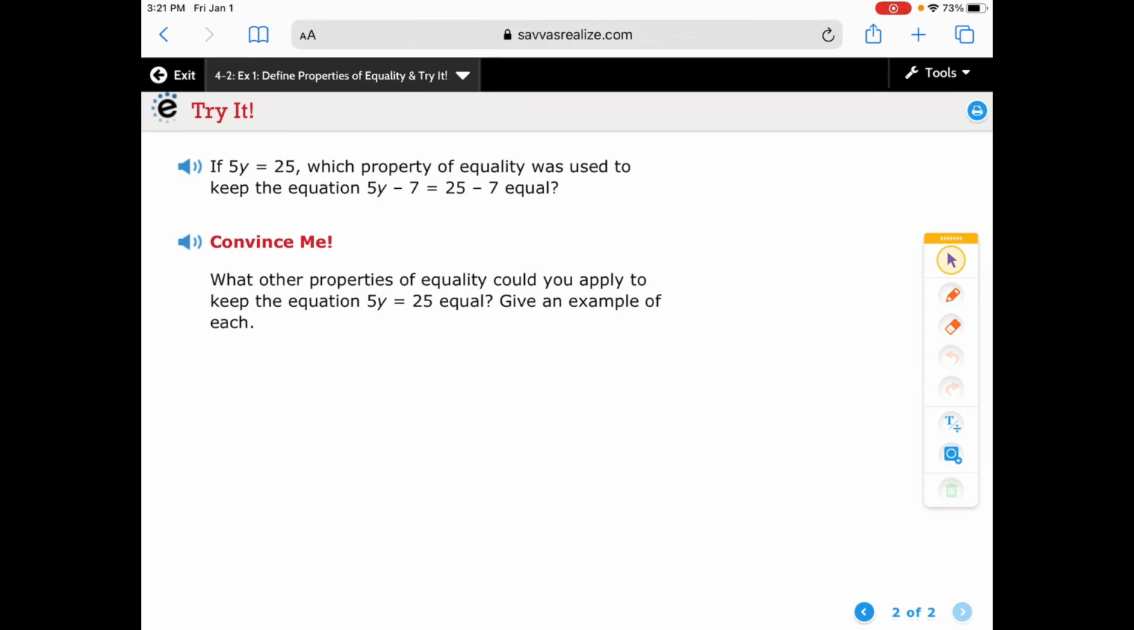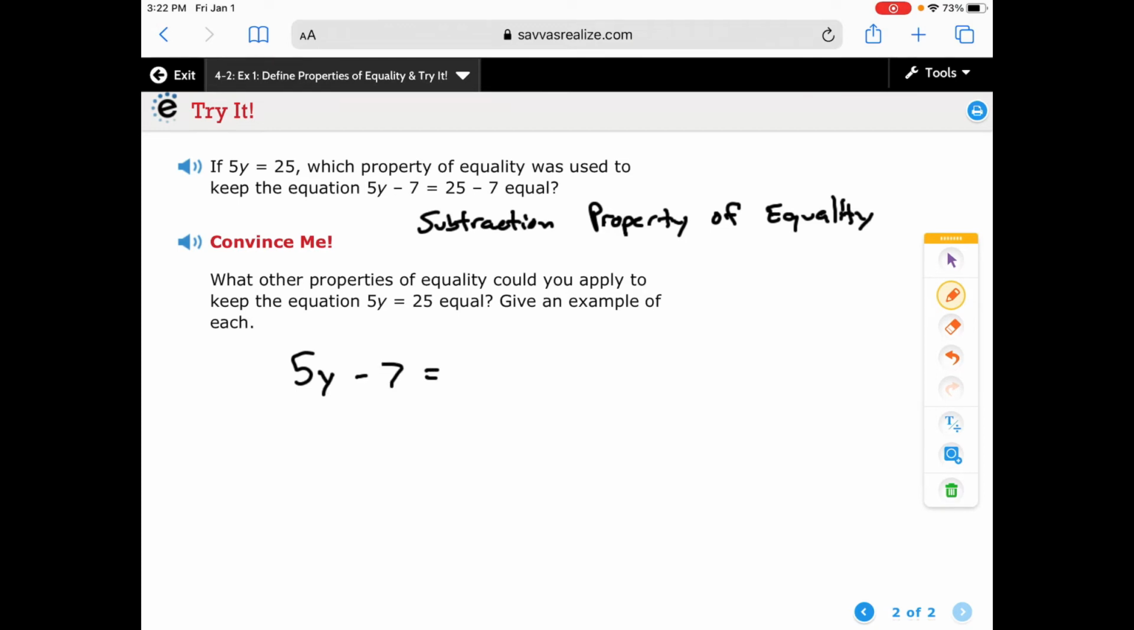It says if 5y equals 25, which property of equality was used to keep the equation 5y minus 7 equals 25 minus 7? So what was used there is the subtraction property of equality. All right, and then how can you prove that? Well, you can solve it when we do 5y minus 7 equals 25 minus 7.